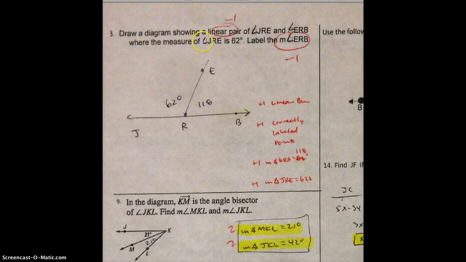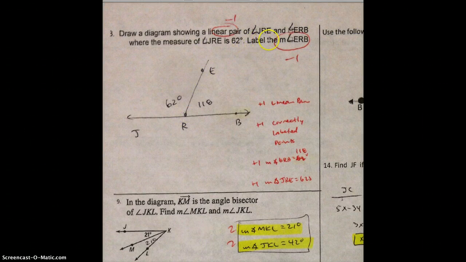And then it tells you where the measure of JRE is 62 degrees, so there's 62. And there's also a hint here. You notice that two of the letters are the same in these angles here, RE and ER. There it is. There's their common angle, ARE.